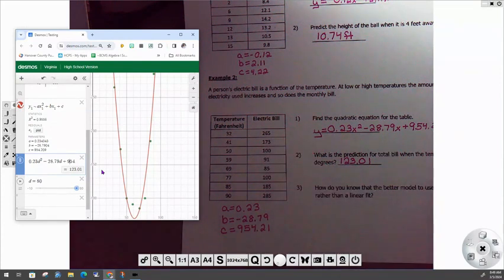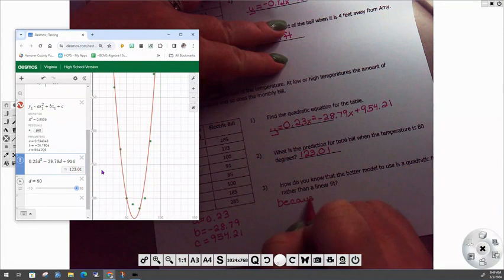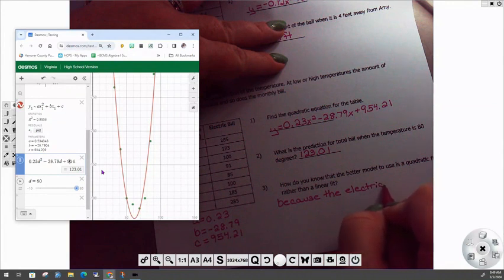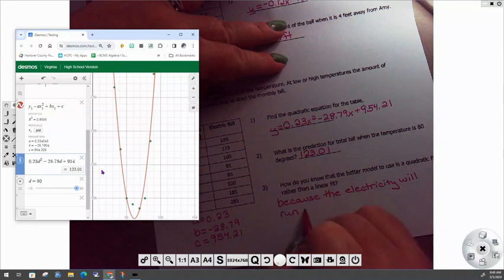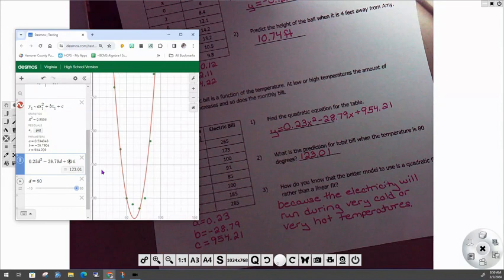Okay? So we know quadratic is better for this because the electricity will run during very cold or very hot temperatures. And that's all it is to curve of best fit. Again, remembering that quadratic equation.